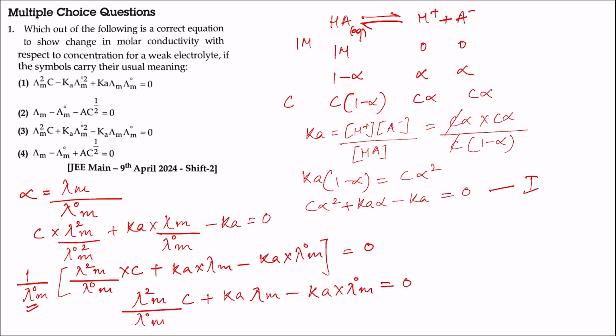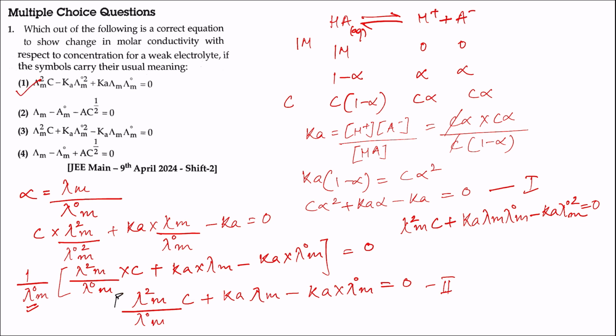Now multiplying both sides of equation 2, that is both the left hand side and the right hand side of the equation, by lambda naught m. The final equation is lambda square m into C plus Ka into lambda m into lambda naught m minus Ka into lambda naught square m. This is the final equation and this is equal to 0. So option 1 is the correct option.